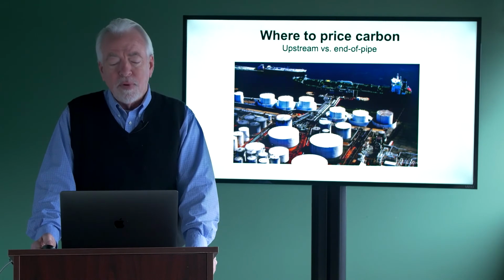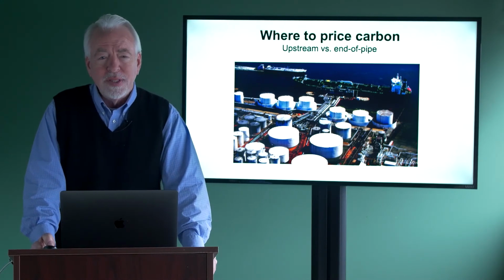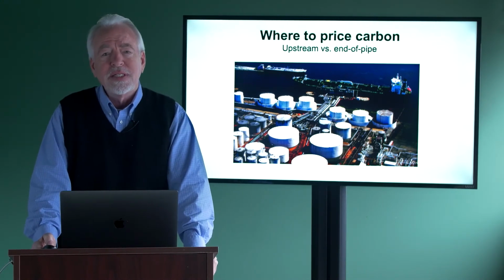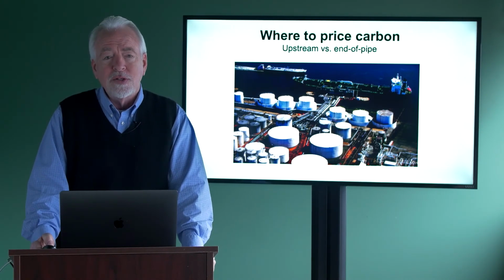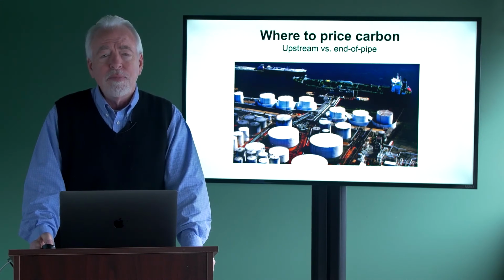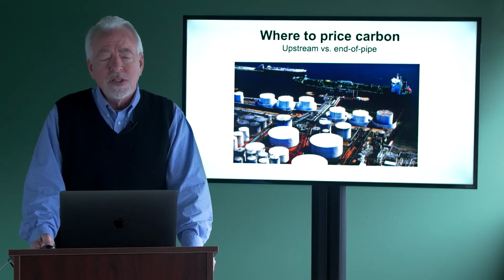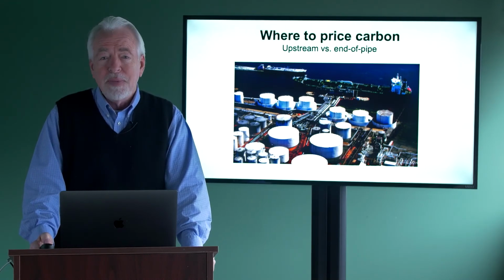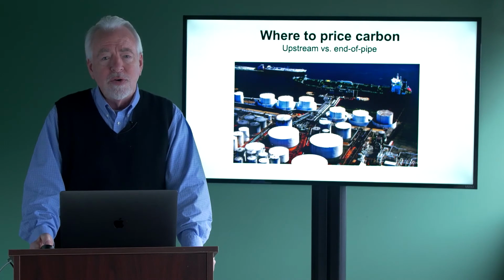First, where to put the price on carbon is also an important question from an administrative standpoint. How do we go about doing this? Carbon emissions are coming out of every tailpipe from every vehicle on the road, at least every non-electric vehicle. They're coming out of power plants. They're coming out of many different sources. How do we put the price on? Well, administratively, the most straightforward way to do it and the least expensive way to do it is to put the price on where the carbon enters the economy, where the fossil fuels enter the economy.